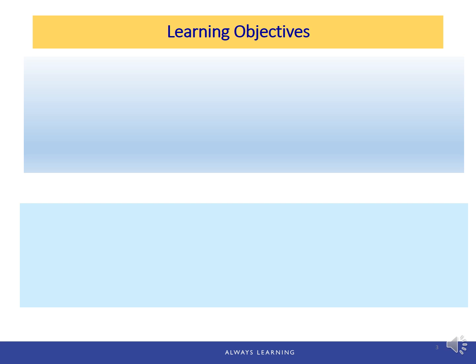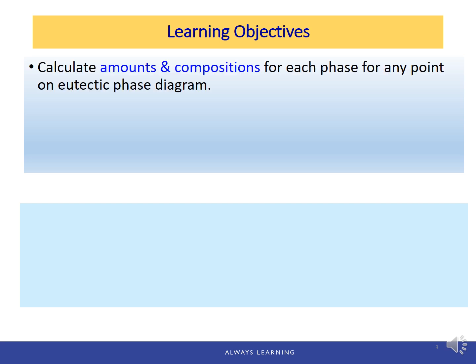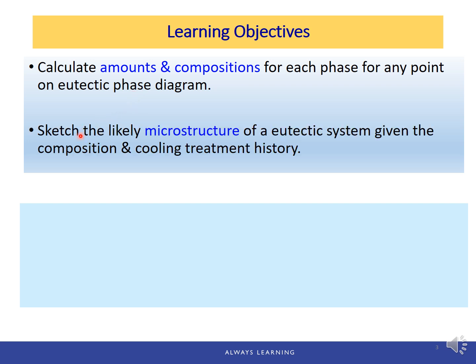Depending on the composition C sub 0, several different types of microstructures are possible for the slow cooling of alloys belonging to the binary eutectic systems. After learning this lecture, you should be able to calculate the phase amounts and compositions for each phase for any given point on a eutectic phase diagram, and also be able to sketch the likely microstructures of a eutectic system given the composition and cooling treatment history.